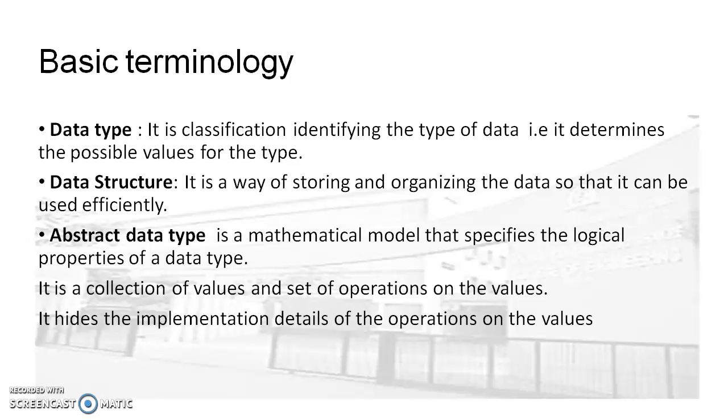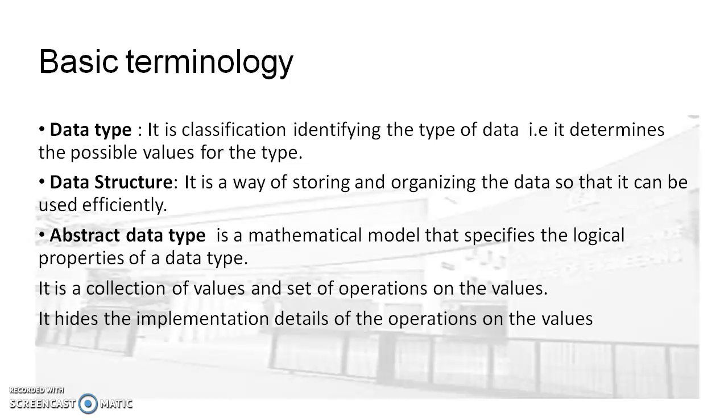It's a mathematical model that specifies the logical properties of a data type. So you can say it's a collection of values and a set of operations which are performed on those values. For any particular data structure, you can define its abstract data type as what values will be present in it and the set of operations that will be performed on it. It hides the implementation details of how these operations will be performed on the values. So it just gives the functionality of the operations and hides the implementation details. So that is the abstract data type.